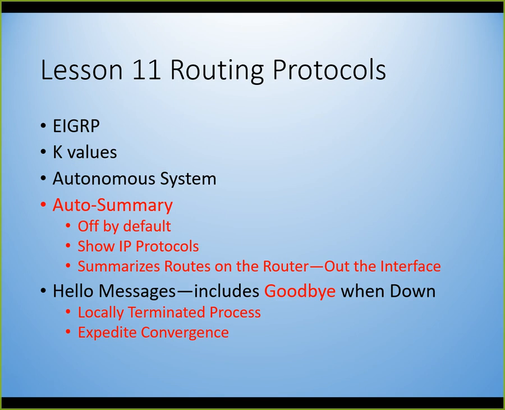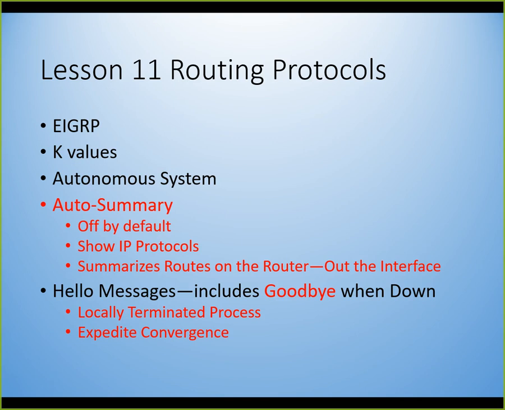It had an auto summary capability, which is now off by default. On older ones, it might be on, so you would have to give the no auto-summary command. What auto summary does is summarize routes on the router as they go out the interface, summarizing them to the classful boundary, which we may not want to happen. To find the state of auto summary, we use show ip protocols, and in there it had auto-summarization set to off in the little demo that we did, and that would be the default.